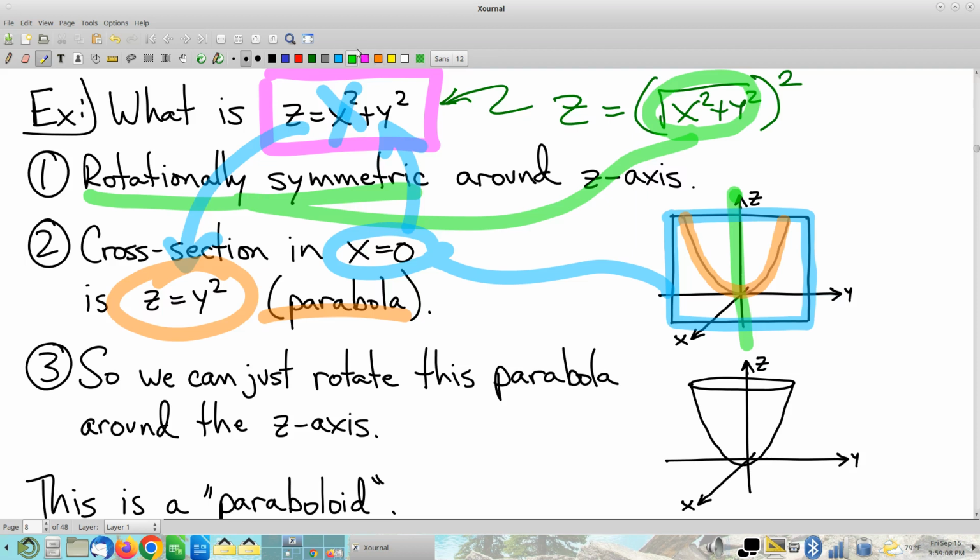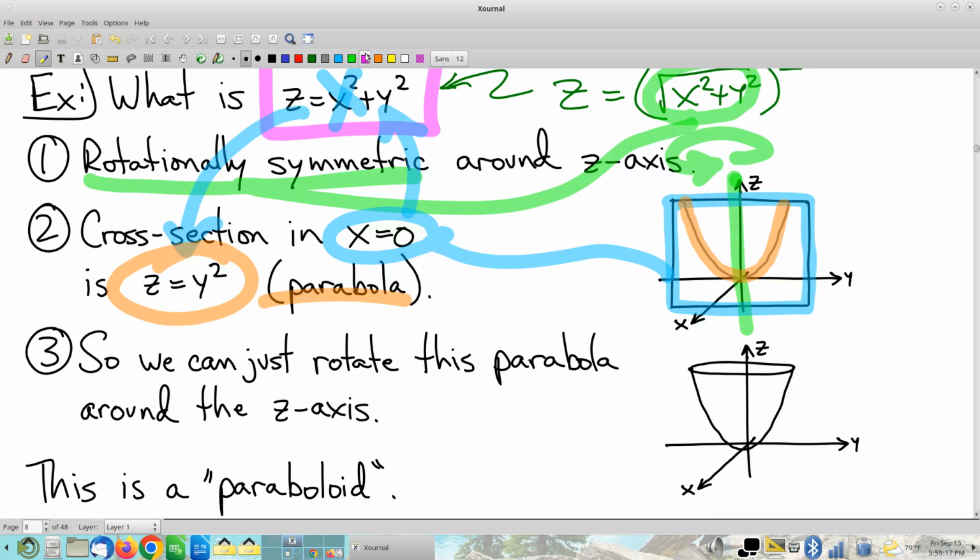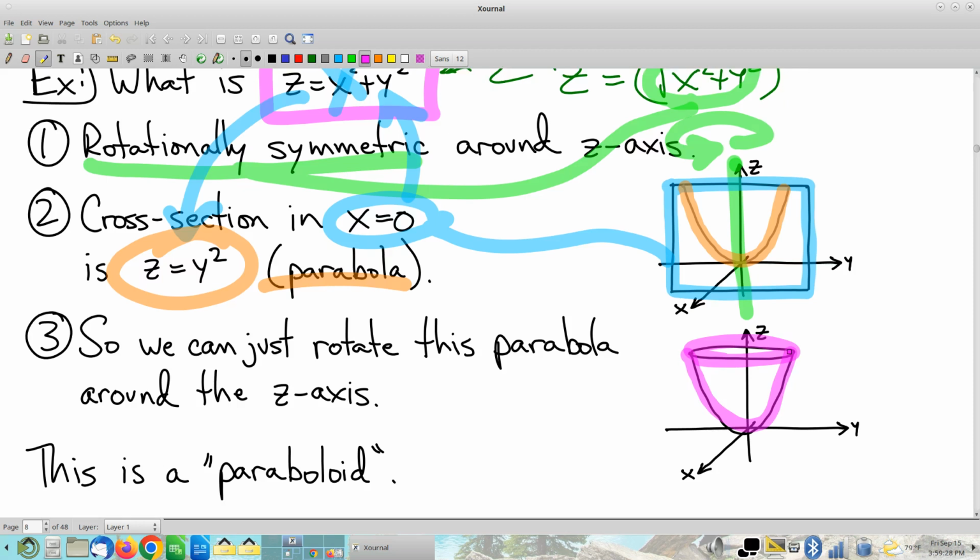Again, the whole idea here is that you can just rotate the cross-section around the z-axis, and when you do that, I appeal to your geometric intuition. This parabola rotated around the z-axis makes a kind of a bowl, just like we'd previously claimed. Everybody buy it? Good thing to know, this is called a paraboloid. That's just terminology, but we're going to be using that terminology here and there, so heads up. Make sure you know that term, paraboloid.